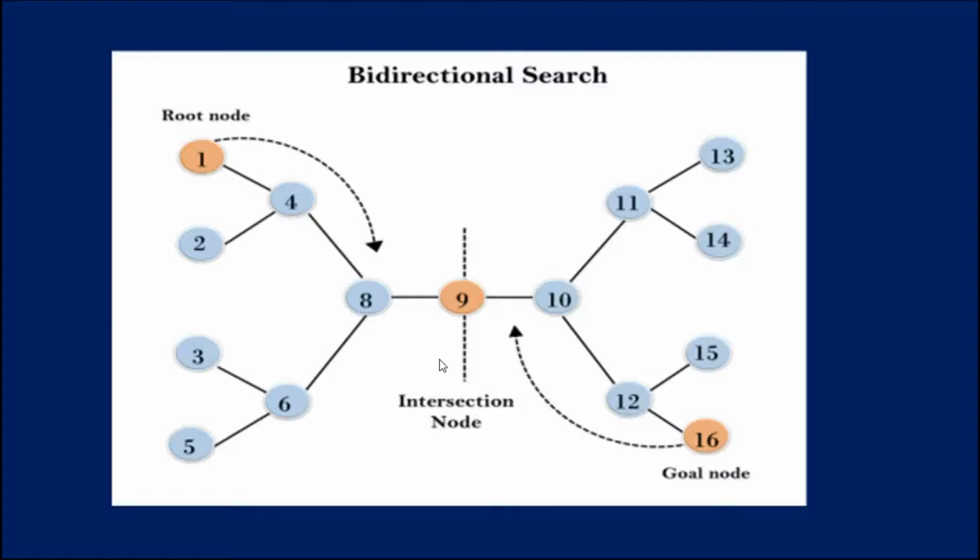So in this diagram, a bidirectional algorithm is applied. This algorithm divides one graph or tree into two subgraphs. It starts traversing from node 1 in the forward direction and starts from the goal node 16 in the backward direction. The algorithm terminates at 9, where the two searches meet.